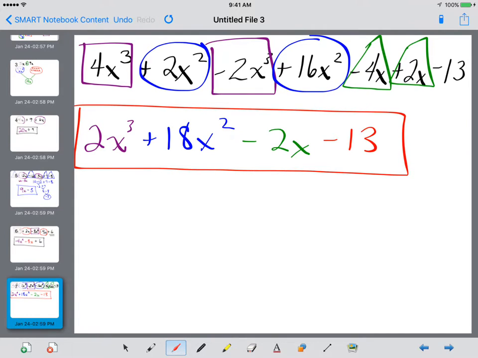There's my simplified expression. So to simplify these, circle the like terms. Use any shape you can. If you want to use different colors to help you figure out what you're combining, do so. It helps make life easier when you have it written out, color-coded, using shapes.